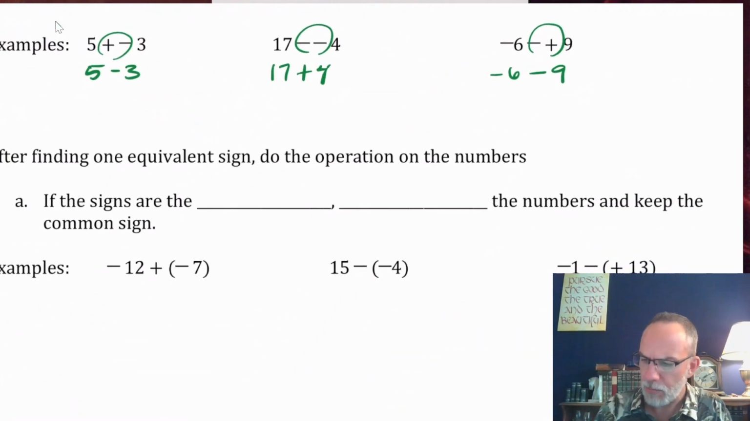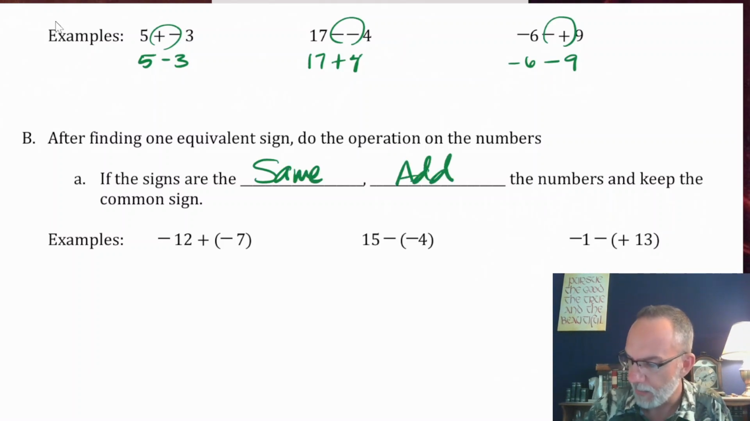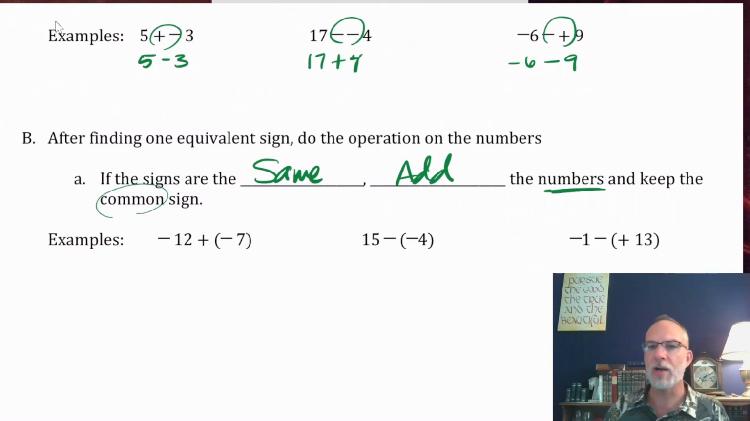So once you replace all stacked or multiple signs with one equivalent sign, then we go in now to combining the numbers. If the signs of the numbers that you're combining, the two numbers, just do them two at a time. If the signs of the numbers are the same, you're going to add the numbers and you're going to keep the common sign that they already are.